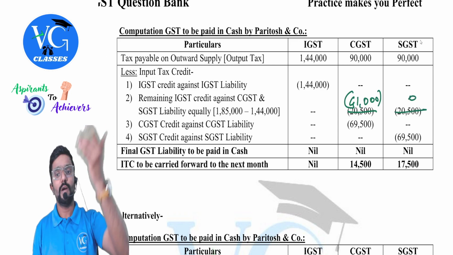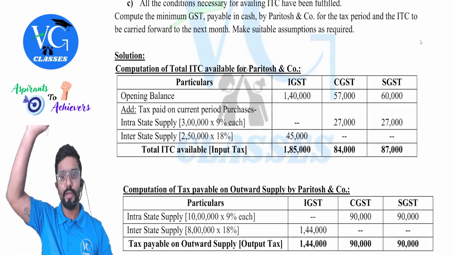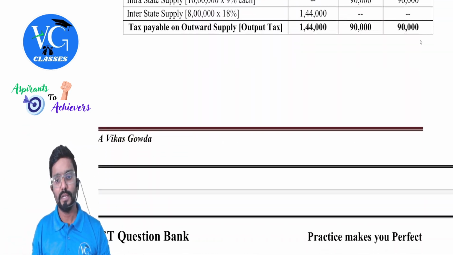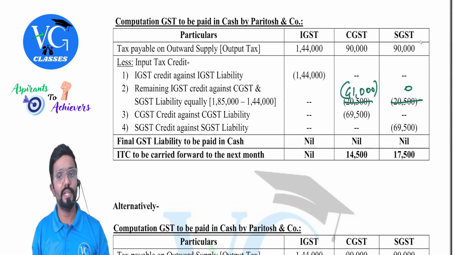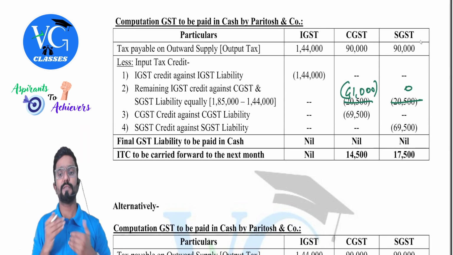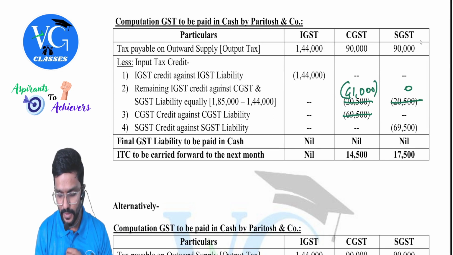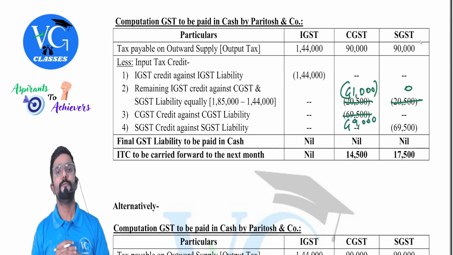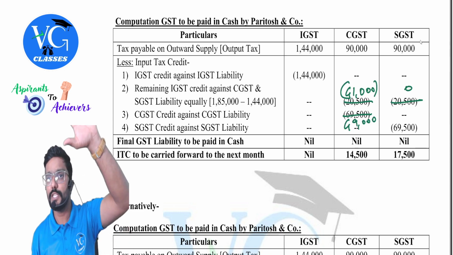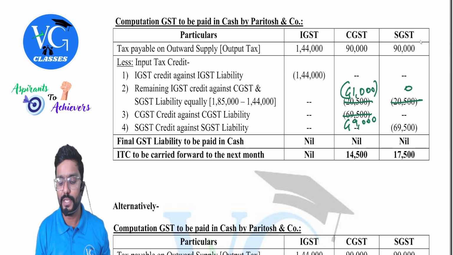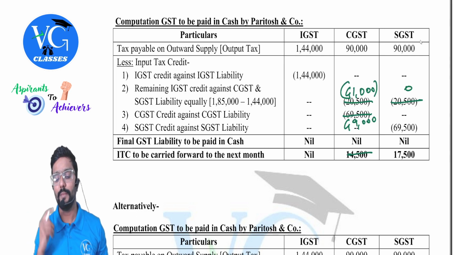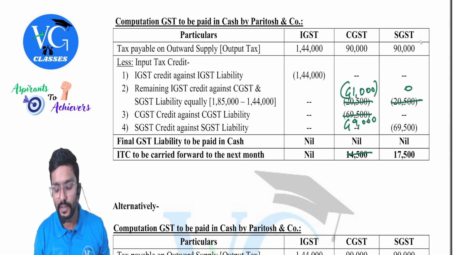Okay, sir. Now CGST credit, how much do I have? 84,000. Can I adjust it fully? No. 90 minus 41 you do. How much are you getting? 49. 49,000. Understood? Yes. Remaining credit how much? Tax will be nil only. Remaining is how much?